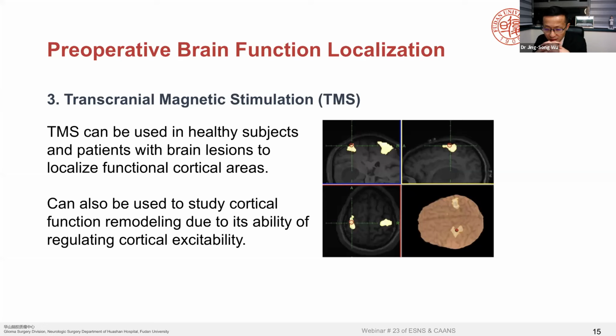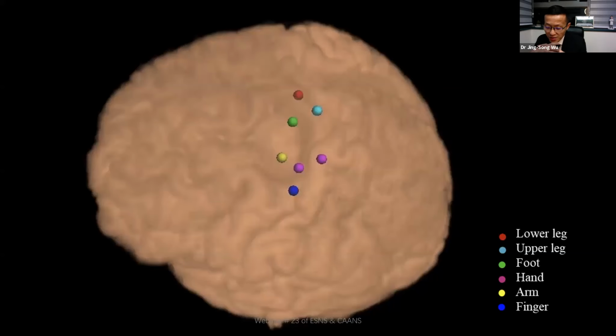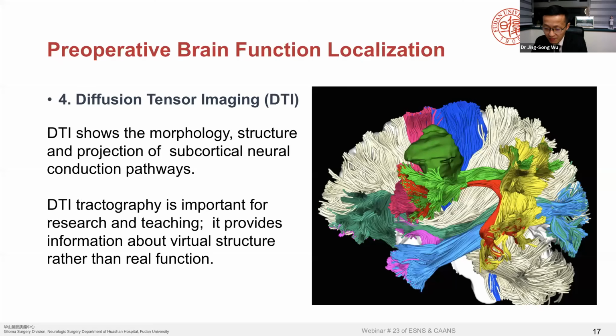TMS, transcranial magnetic stimulation, is a newer non-invasive preoperative cortical function mapping technique that involves altering the action potential of cortical neurons through a time-varying magnetic field, and it combines with neuronavigation technology to accurately localize functional cortical areas. For example, for this case, different colored dots indicate different functional cortex.